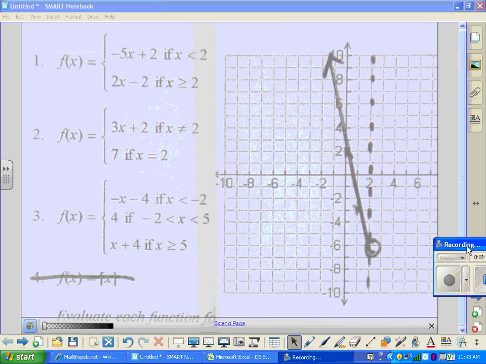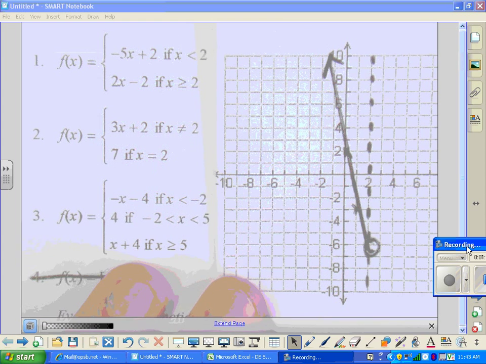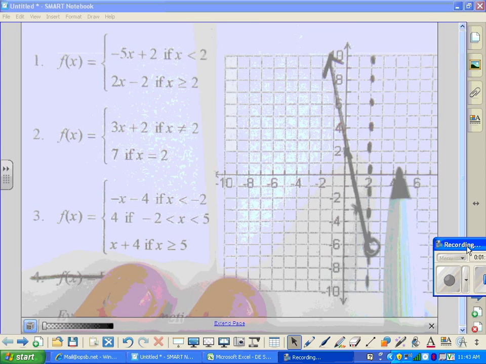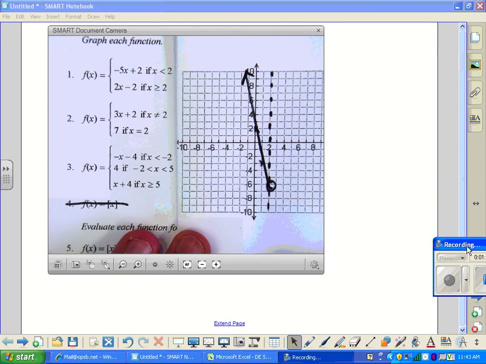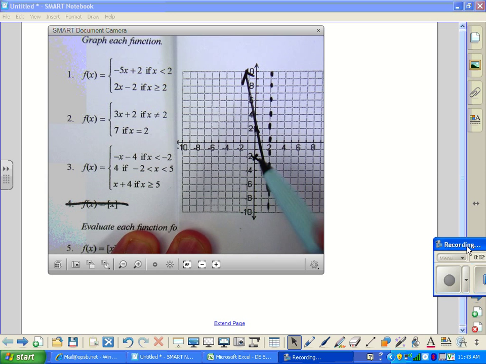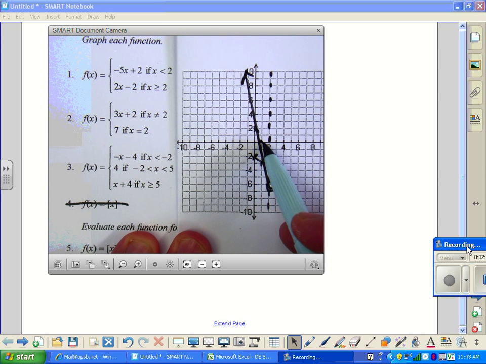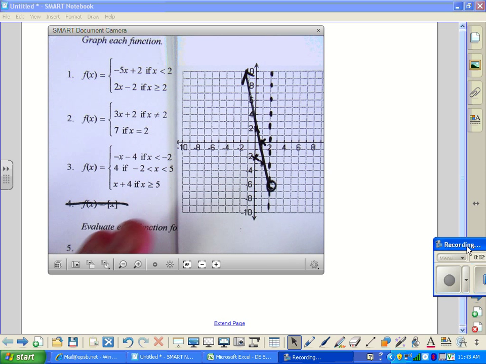Okay, now let's do the other one. So on my other one, it's greater than or equal to 2, so it's going to be over here on the right side. So let's go to the y-intercept of -2, and then we're going to rise 2, and then run 1. Okay, now I line my straight edge up with that.